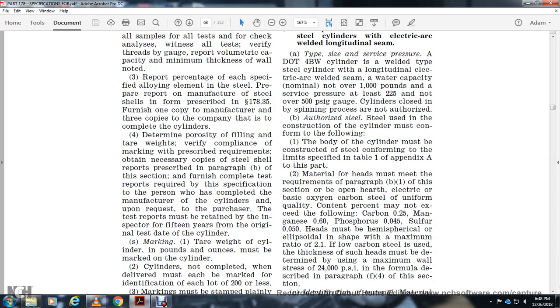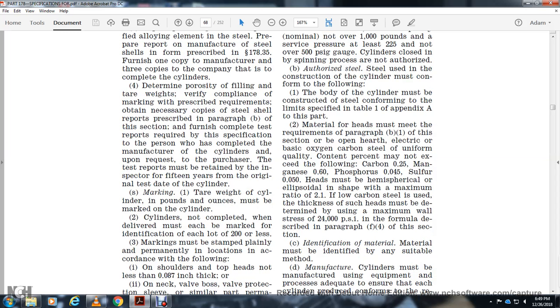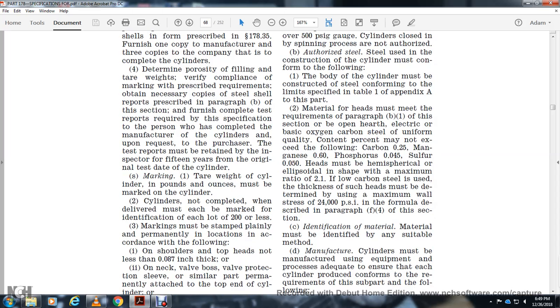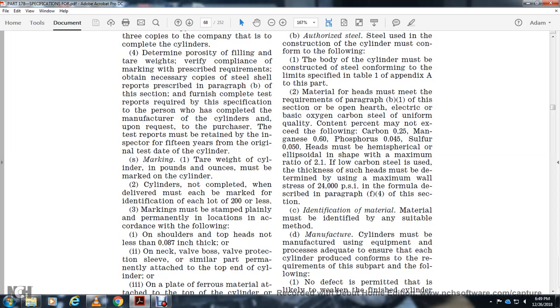If the cylinder is not completed when delivered, each must be marked by an identification mark for at least 200 or less. The marking must be stamped plainly in a permanent location according to the following: on a shoulder, or the top head not less than 87% of the thickness, on the neck, valve protection sleeve, or cylinder part permanently attached to the top end.